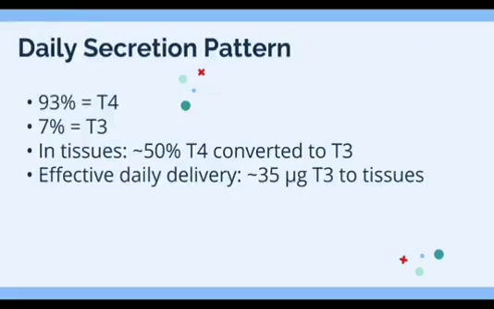The daily secretion pattern. About 93% of daily secreted hormone is T4 and 7% is T3. In the tissues, 50% of T4 is converted to T3 and the effective daily delivery is about 35 T3 in tissues.